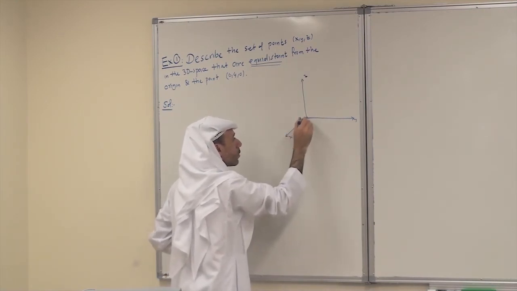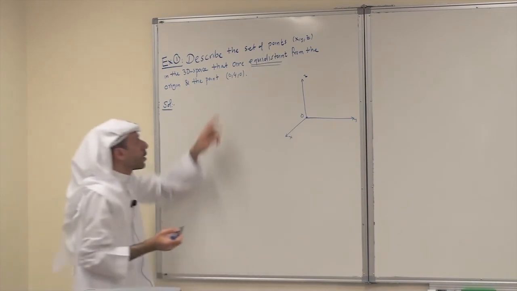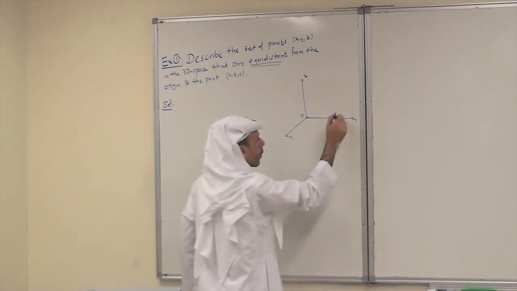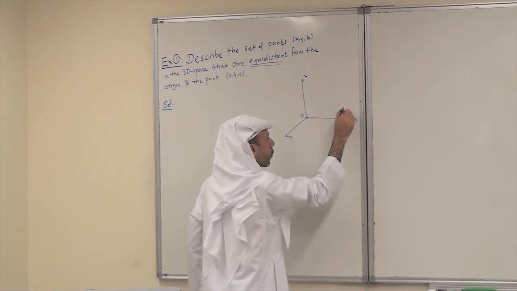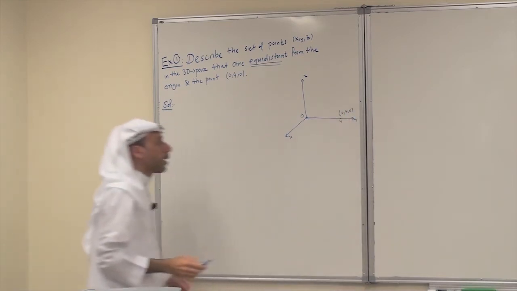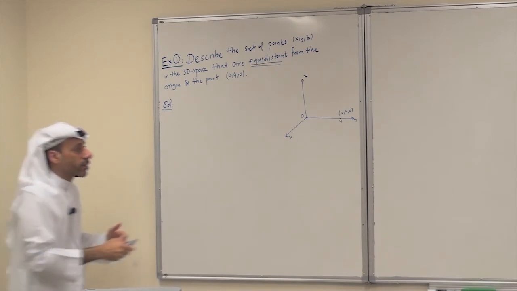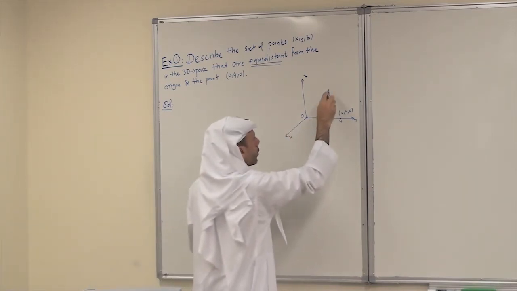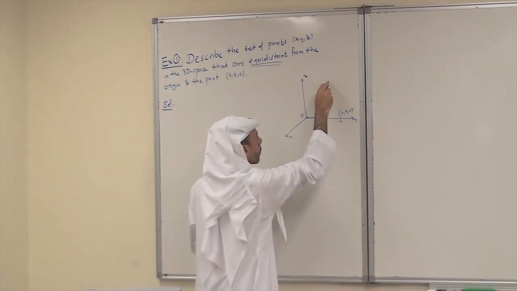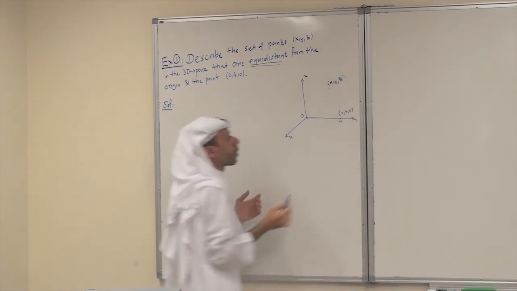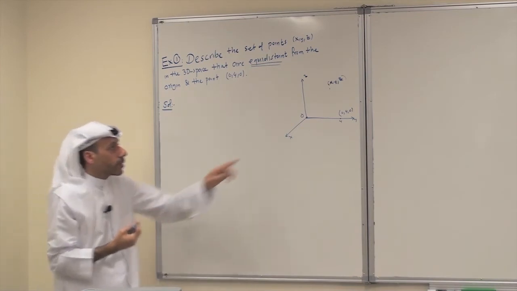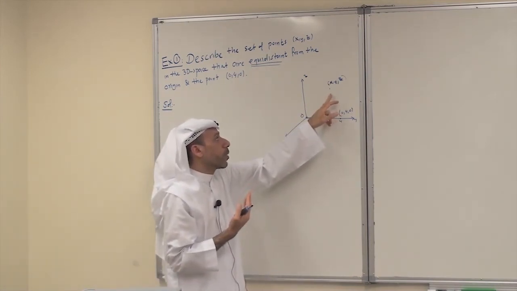And they have the origin, O. And the second point, 0, 4, 0. I need the points in space, x, y, z. Just take an arbitrary point, x, y, z. I need to describe these points, x, y, z, with which property?